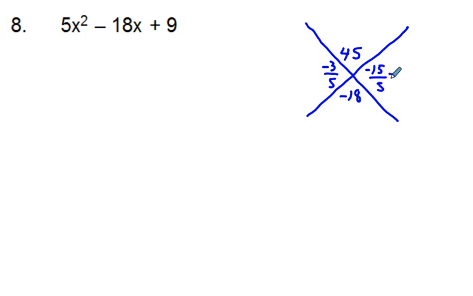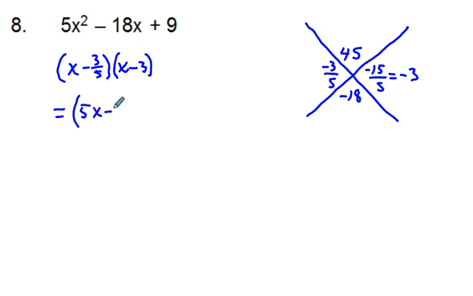On the right side, negative 15 divided by 5 is going to be negative 3. So what we have here is x minus 3/5 times quantity x minus 3. And so using bottoms up, we have 5x minus 3 times quantity x minus 3. Is that going to work out? Yeah, it's going to work out.